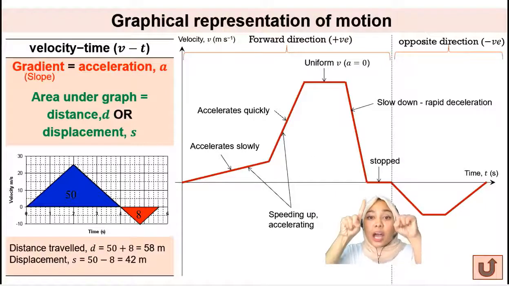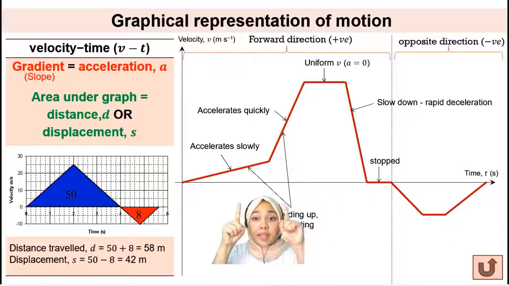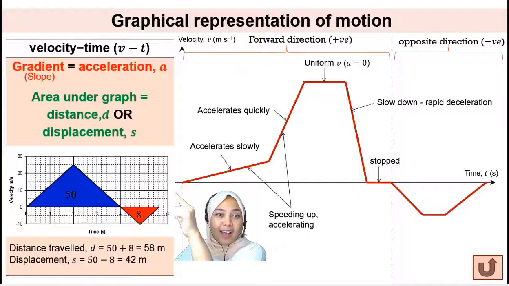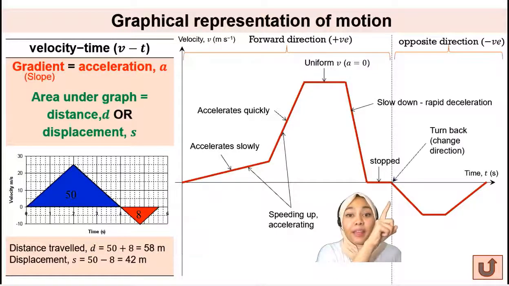If you see here, another flat slope, but this time it is located on the x-axis. This indicates that the object stops. How do we know? It is at zero velocity. Right here. This is the value of zero velocity. Then, at this point, it starts to change its direction backwards, or the opposite direction.